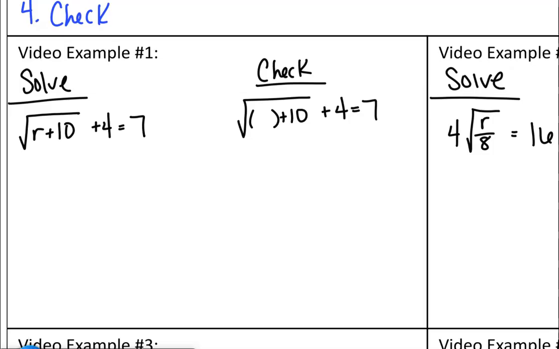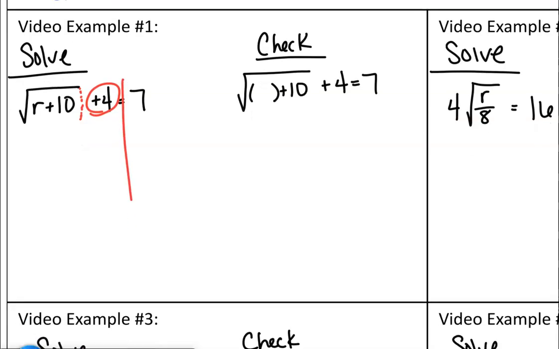All right, so our first one, we have the square root of the quantity of r plus 10 plus 4 equals 7. What's different about this lesson than our last lesson is that our radical was already isolated in lesson 1. But if you see here, and sometimes I encourage you to just make a vertical line down the radical and see that this plus 4 is on the outside.